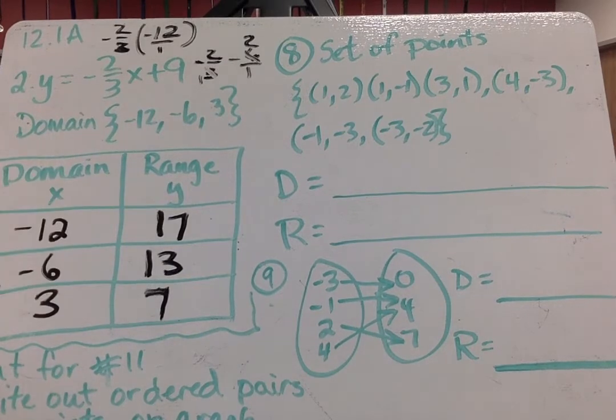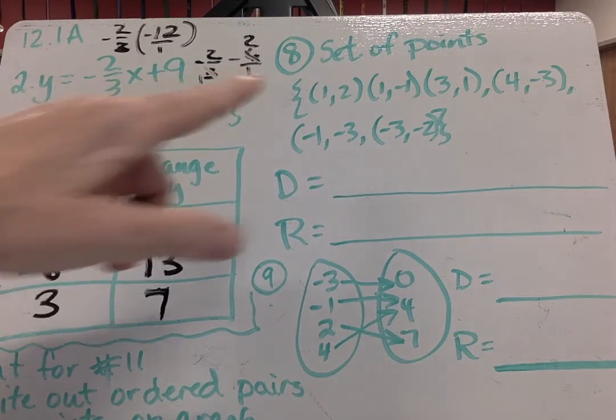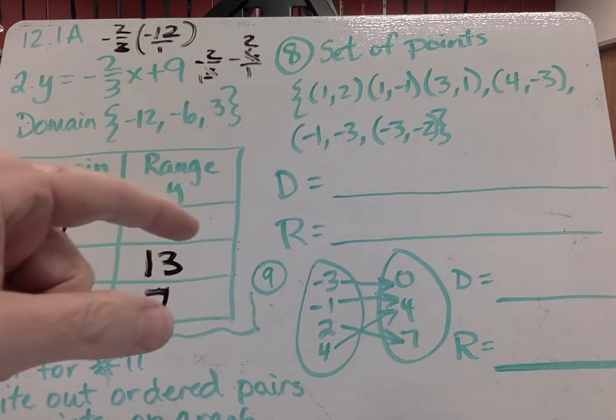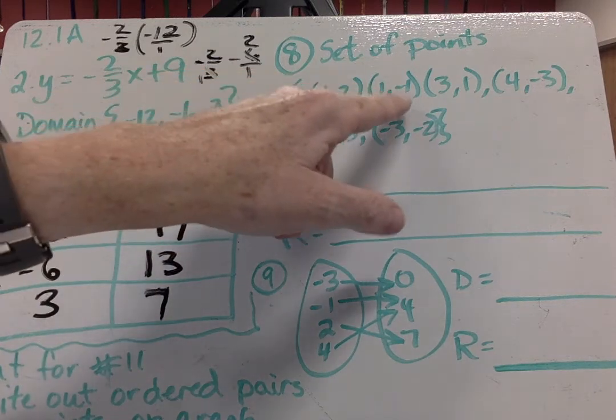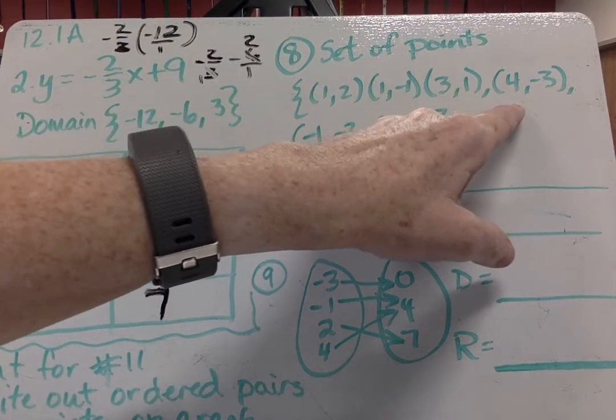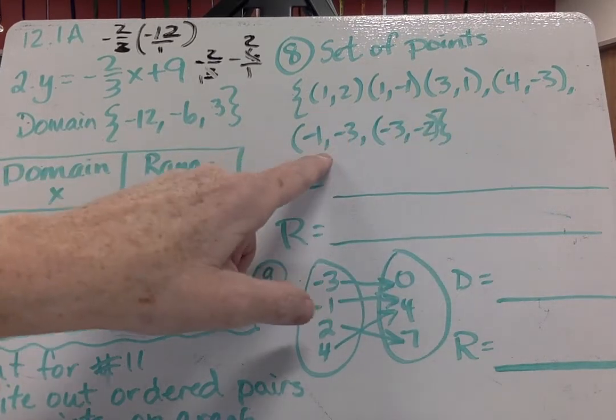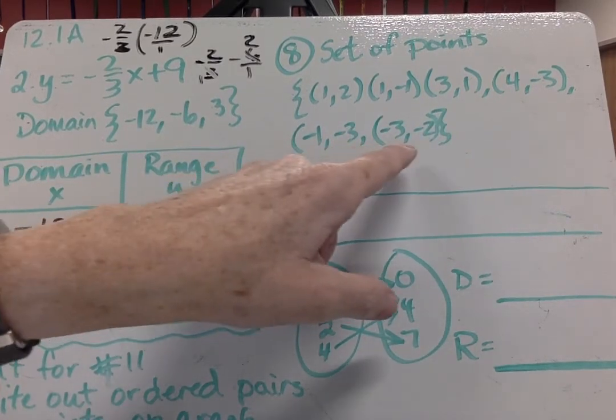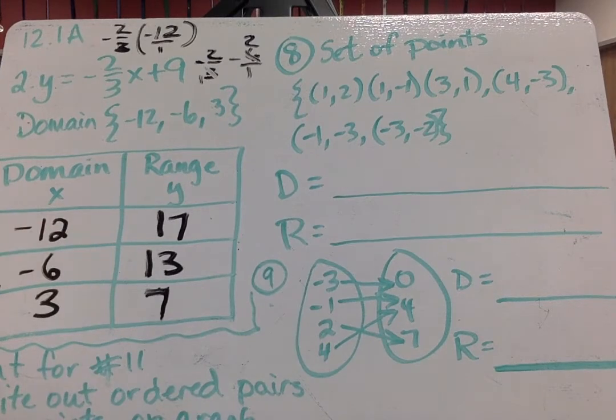So then we go on to number 8. That's on the next page, kind of middle right, and it's a graph. So I went ahead and put the set of points there that were in the graph, and the set of points are (1, 2), (1, negative 1), (3, 1), (4, negative 3), (negative 1, negative 3), and (negative 3, negative 2). I think I got them all.